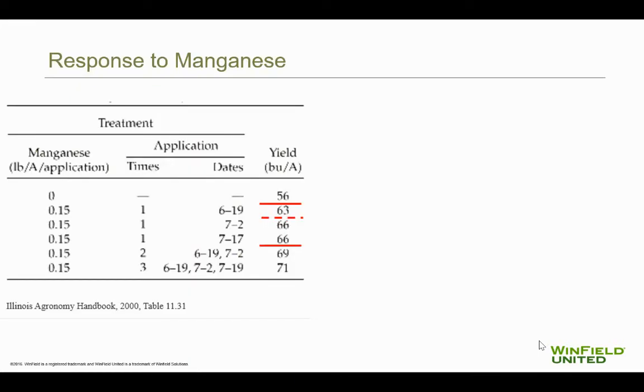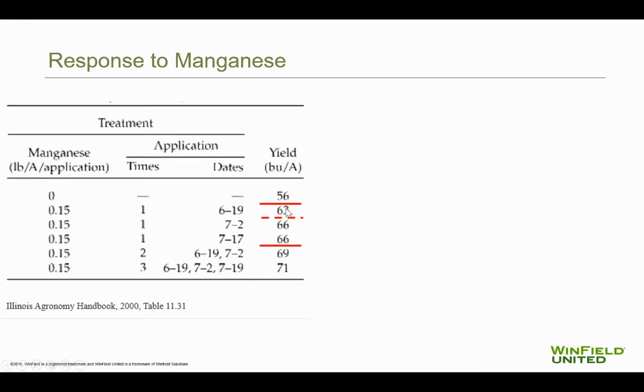The answer is yes. So, here's some old data from the Illinois Agronomy Handbook. And it's really interesting because it's showing manganese applications and it's showing it at different times, either one application or multiple applications at varying times. And so, first of all, we see 56 bushel soybeans, not bad. But if we do one application of manganese and we do this early in June, probably still in the vegetative stages, or maybe early flower, right?